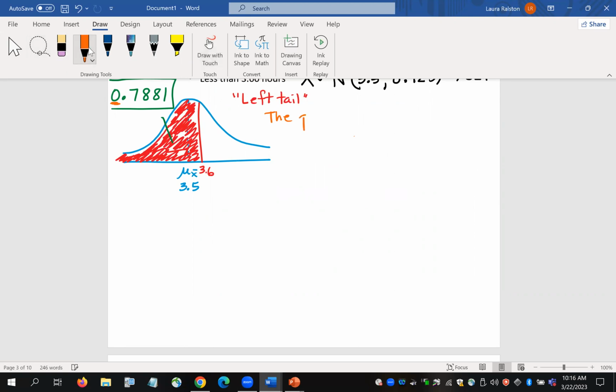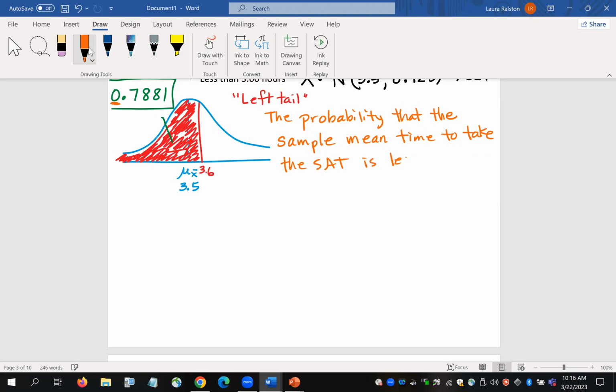The probability that the sample mean time to take the SAT is less than 3.6 hours is 0.7881, or as a percentage would be 78.81%.